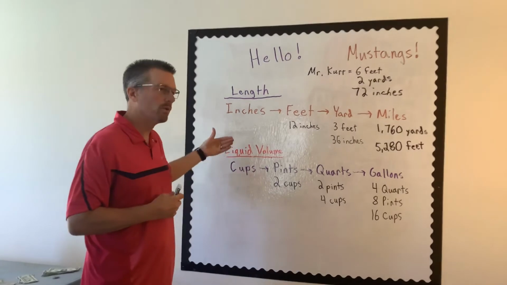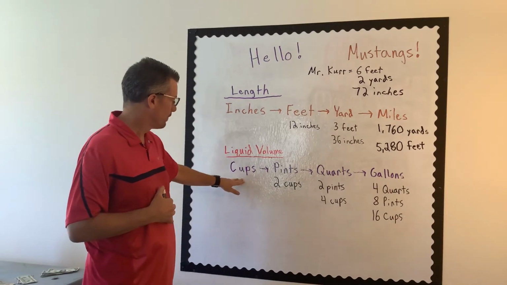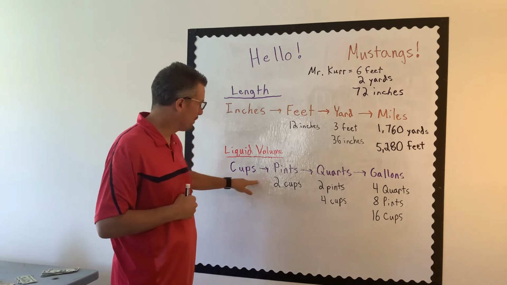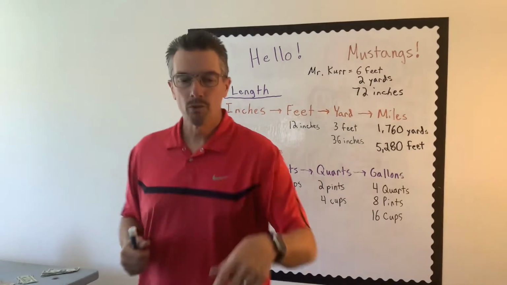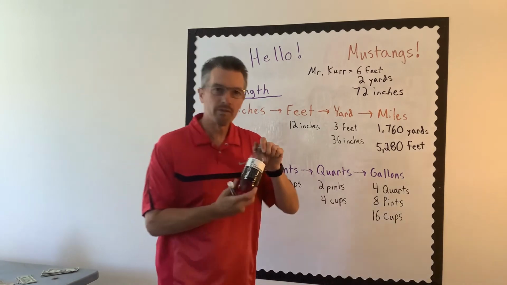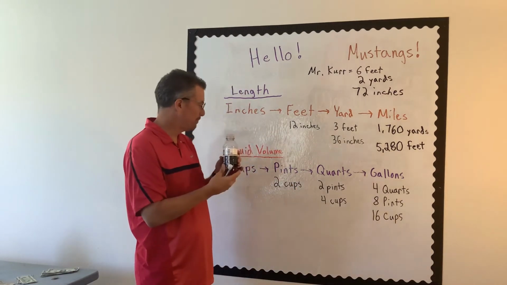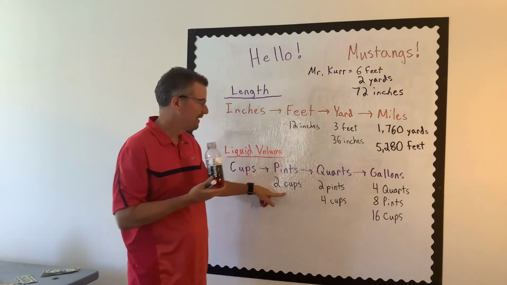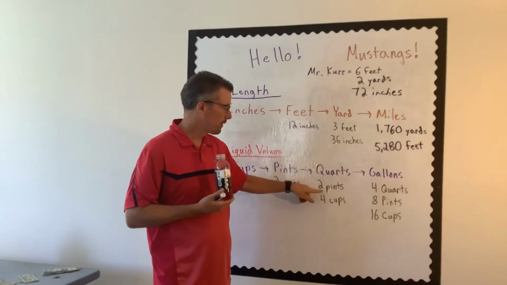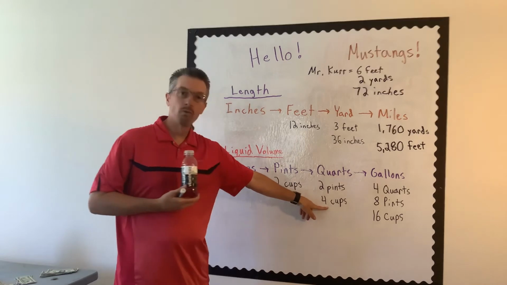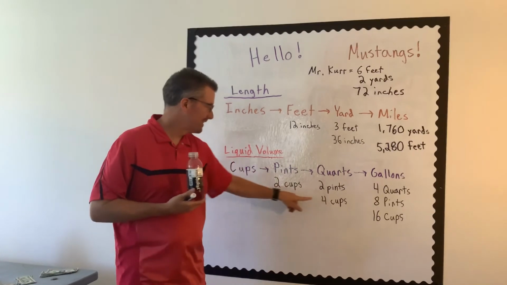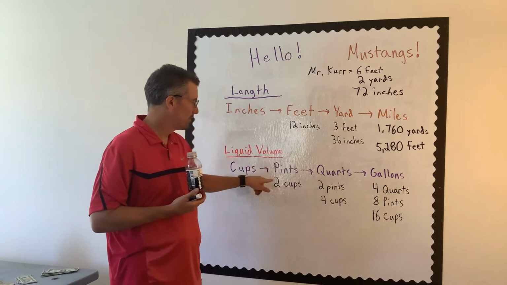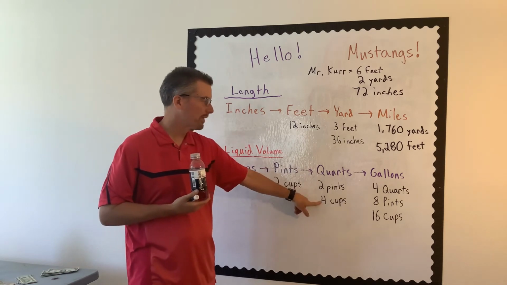Let's look at our liquid volume. For liquid volume, we have cups as our smallest. There's 2 cups in 1 pint. So in my vitamin water that I had, this is 2 cups. I told you this was 1 pint. It is 2 cups. In a quart, there are 2 pints and also 4 cups. Remember, since 2 pints are in a quart, 2 times 2 gives us 4 cups.